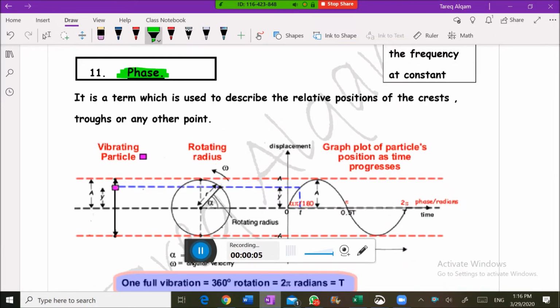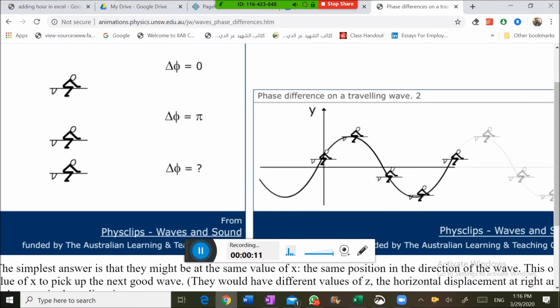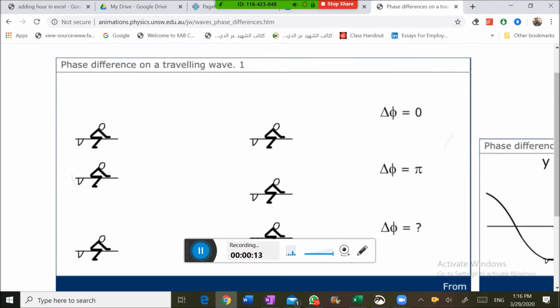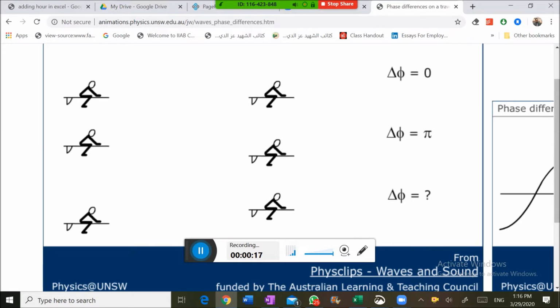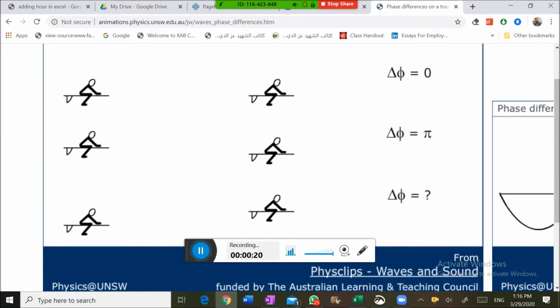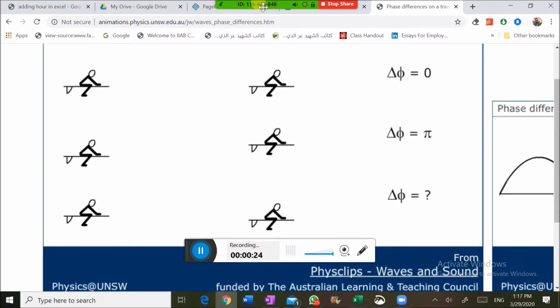Let's talk about something called phase difference. Okay, phase difference. In order to understand phase, look at these particles. Now here we have three sets of particles that are oscillating. Look at the first one, the first set.